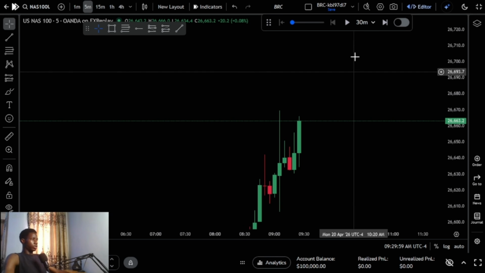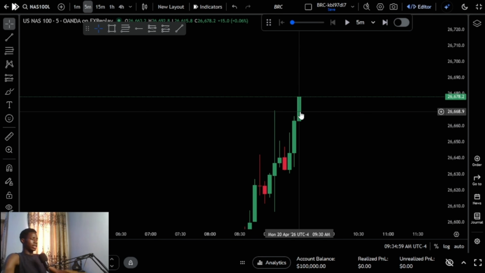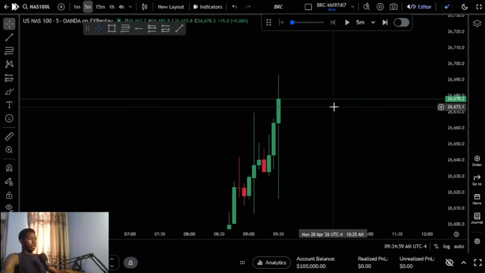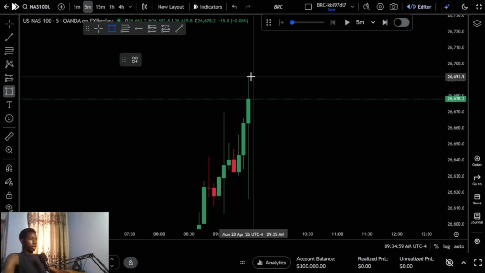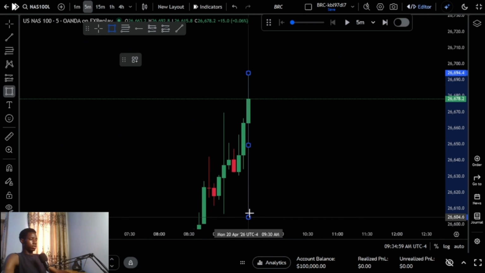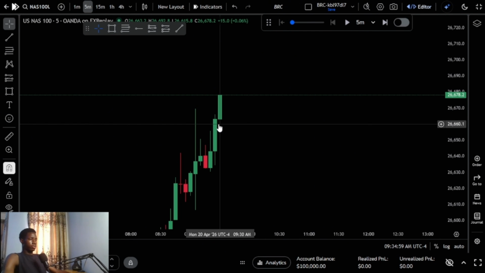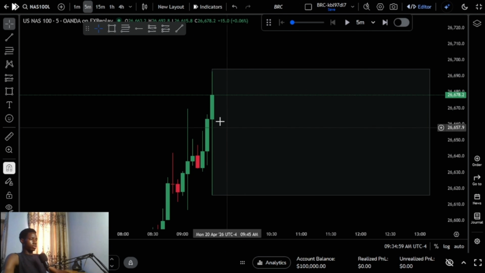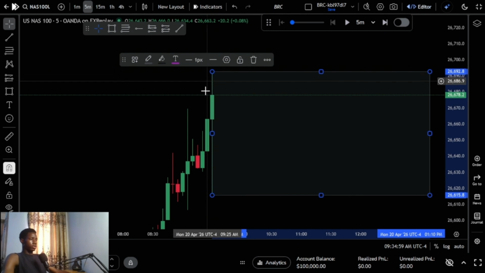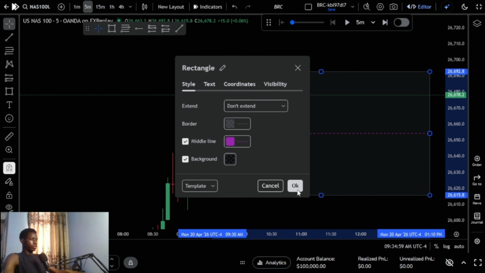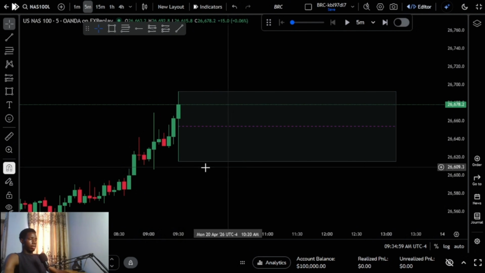This is 9:25. I'm waiting for the next 5-minute candle to close, which is right here. This is the 9:30 candle. All I'm doing is marking out the high and the low of the candle, and then dragging it out. That's all I'm doing. Let's see if we can get the midpoint right there.